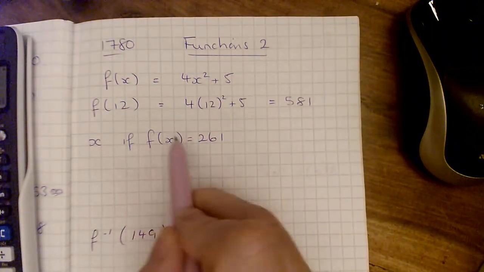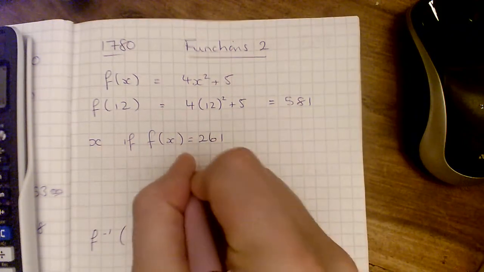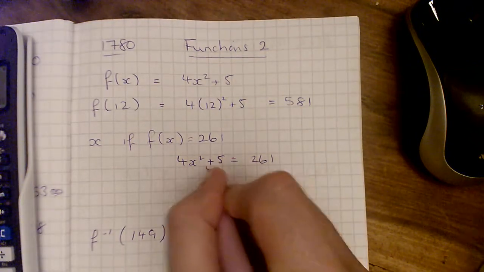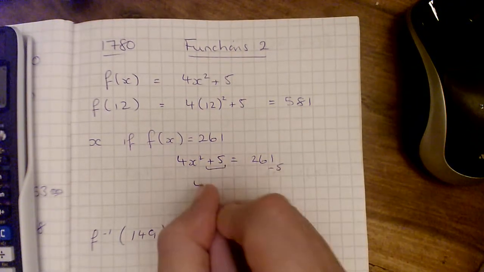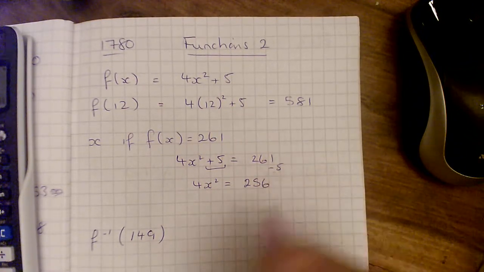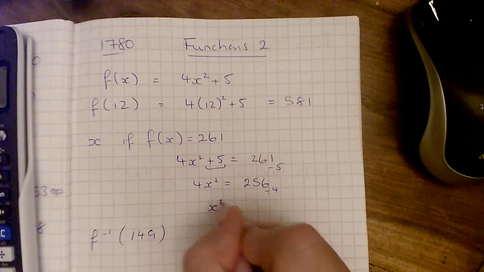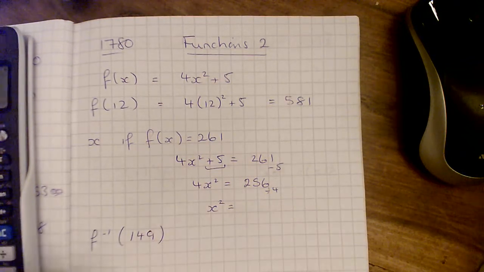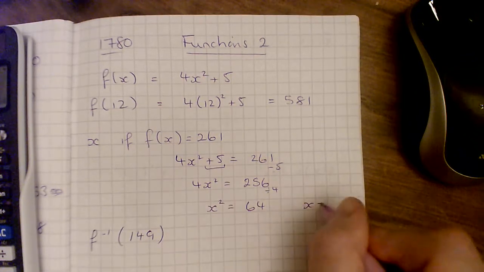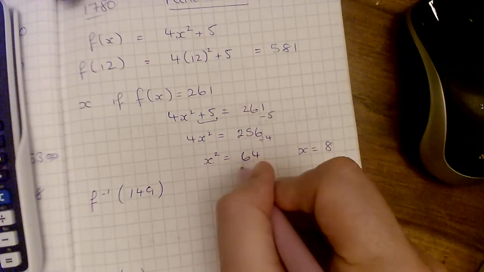Next question is, if f(x) equals this thing, what's x? So this is saying if 4x squared plus 5 equals 261, you just have to solve the equation. So we take away the 5, so you get 4x squared equals 256. Divided by 4, so x squared equals 256 divided by 4, which is 64. And then you can square root and you get x equals 8. So just square rooting at the end.